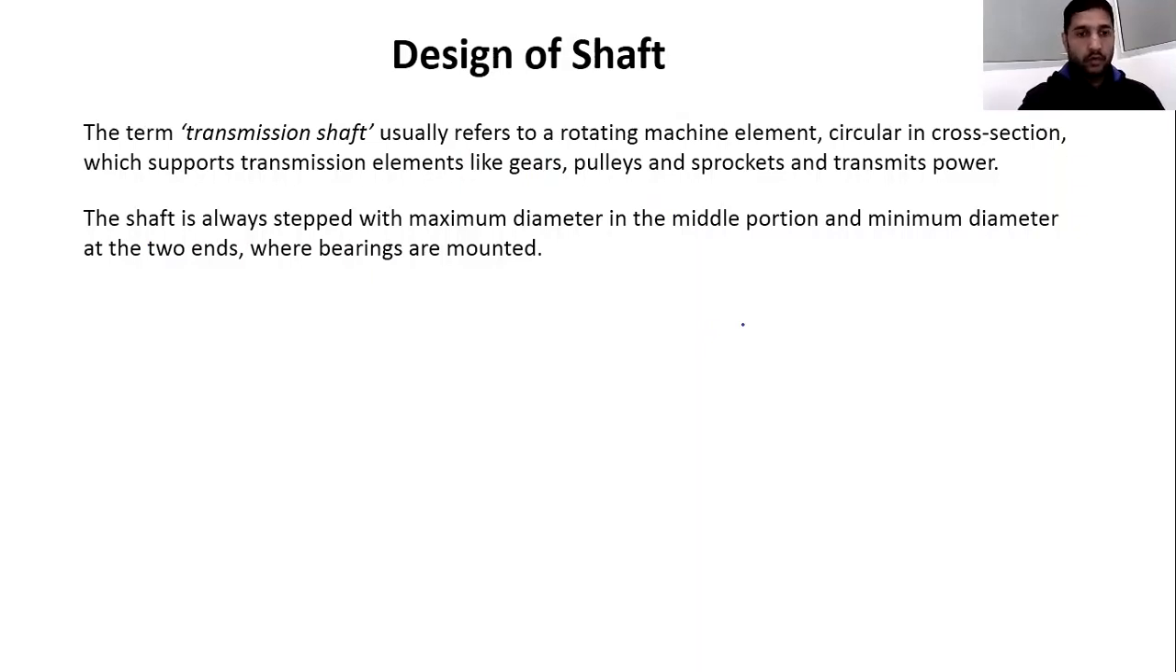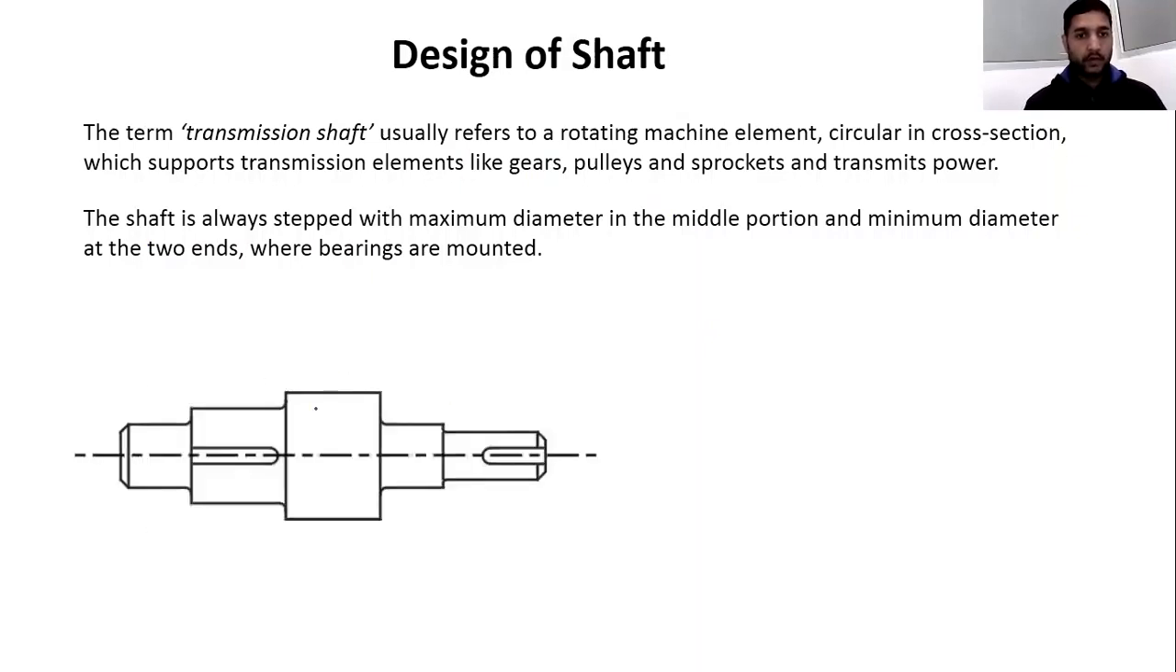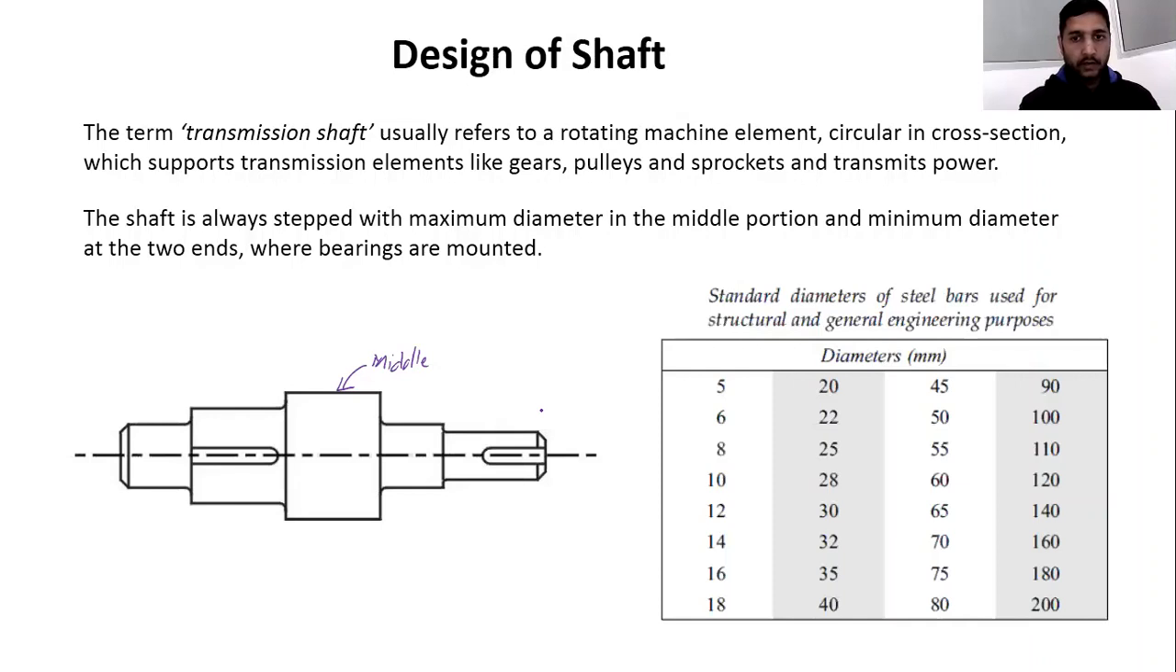So this is a typical representation of a shaft, that it has a maximum diameter at the middle of its cross section and minimum diameter at its ends. And at ends we generally put bearings, and you know that the function of the bearing is to support the shaft in its position. And the typical sizes of the shafts are given in this particular table, that 5, 6, 8, 10 and so on.